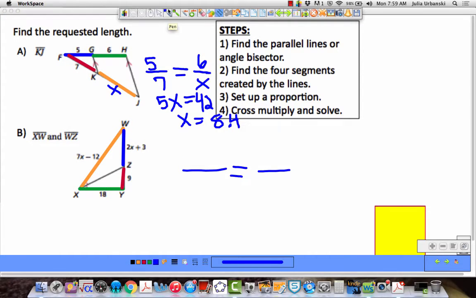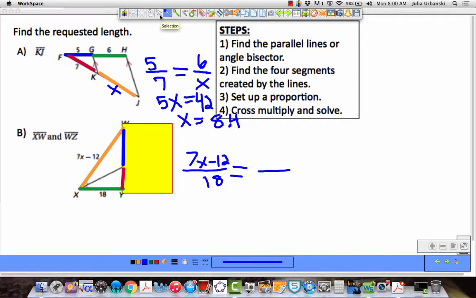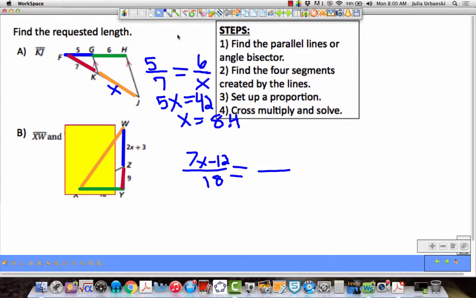So I want you to visualize what the 2 fractions are. In this case, right here, what goes on top and what goes on bottom? Make my fractions. What's the top? Over. Yep, it's just right there for you. 7x minus 12 over 18. What's the other side of my proportion going to be? 2x plus 3 over 9. Okay, so I'm going to need you guys' help with the calculators because these numbers are kind of too big to do in my head. 2x plus 3 over 9.